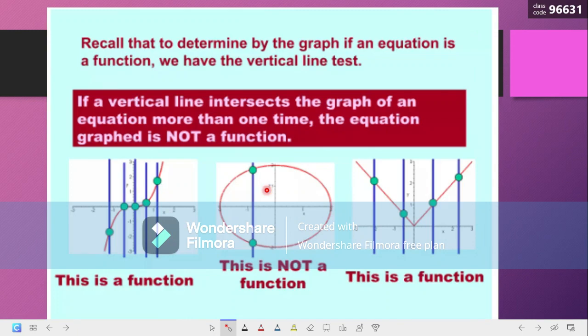Okay, let's proceed. So recall that to determine with a graph if an equation is a function, we have the vertical line test. If a vertical line intersects the graph of an equation more than one time, the graph is not a function. So this one, this is the graph, the red one, and we use the vertical line test. The blue ones are the vertical lines. It intersects at one point only, meaning this is a function. Okay, and this one is not a function. Obviously, this one is a function.